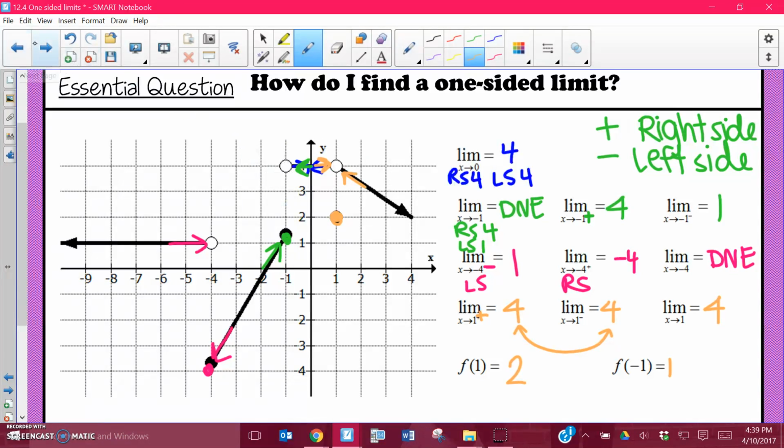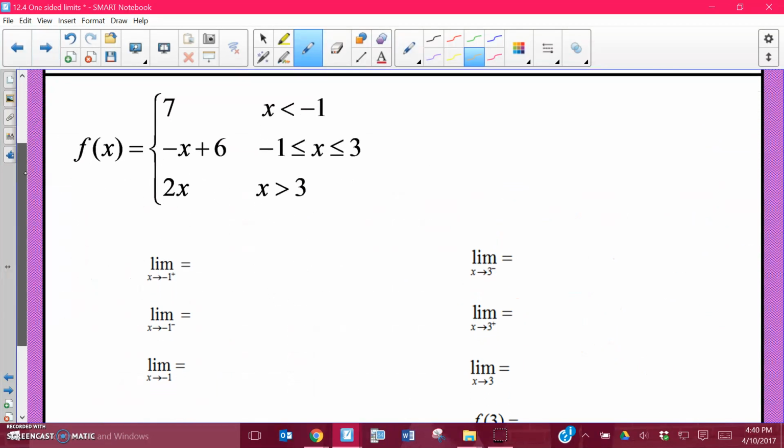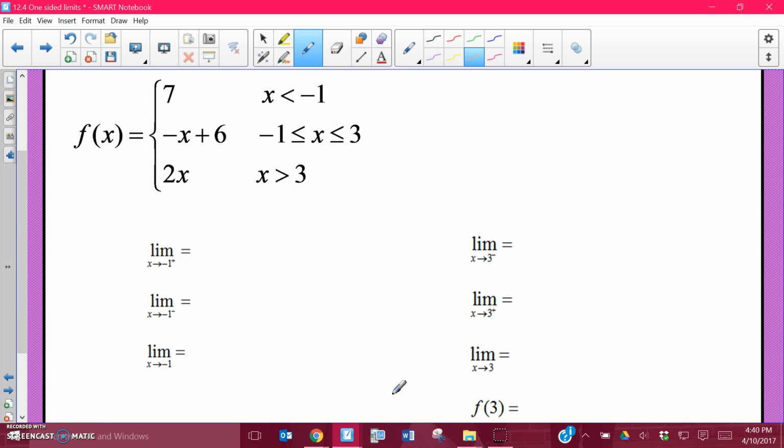The last thing I want to look at is one of these where they don't give you the picture. Again, you're more than welcome to draw a picture for this piecewise graph, but I can just use what I know in order to find these left and right side limits. So the biggest thing that helps me on these is to remember that a less than is the left side. And remember, that's a negative if they put a little negative in the superscript. Where a positive is a right side, and that's going to be your greater than.